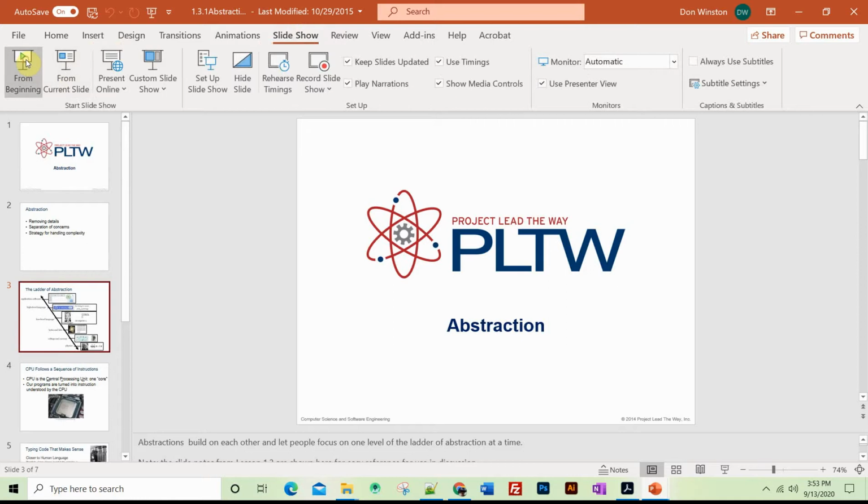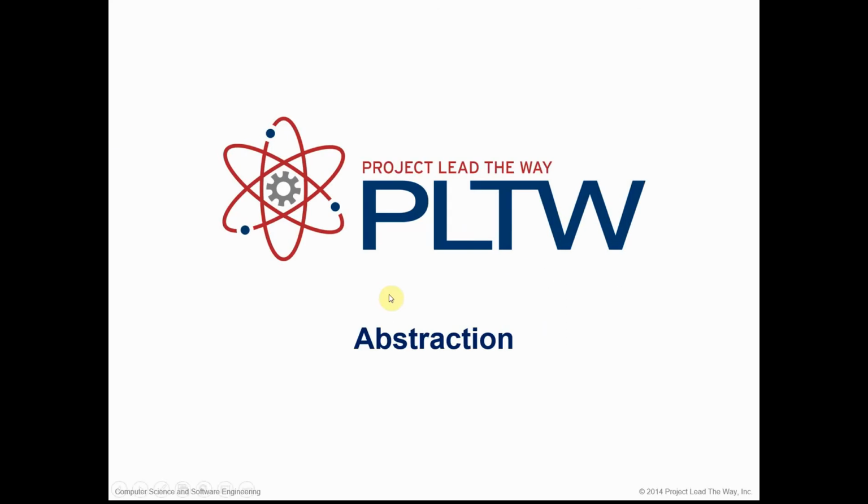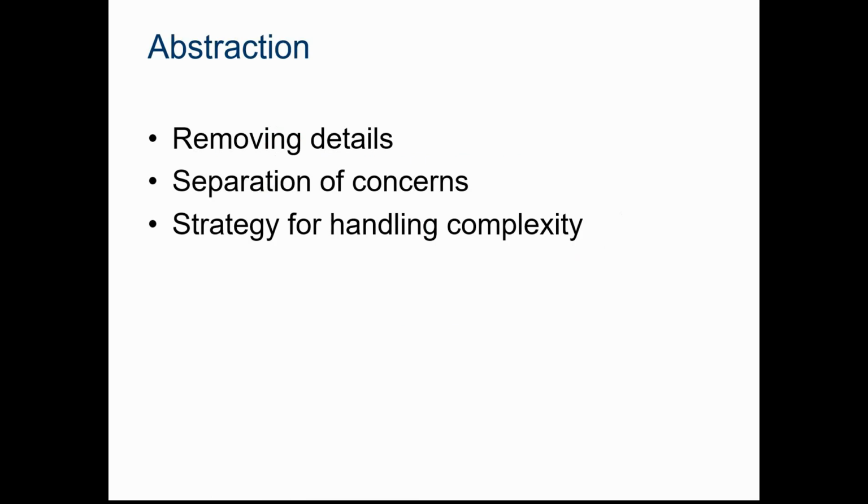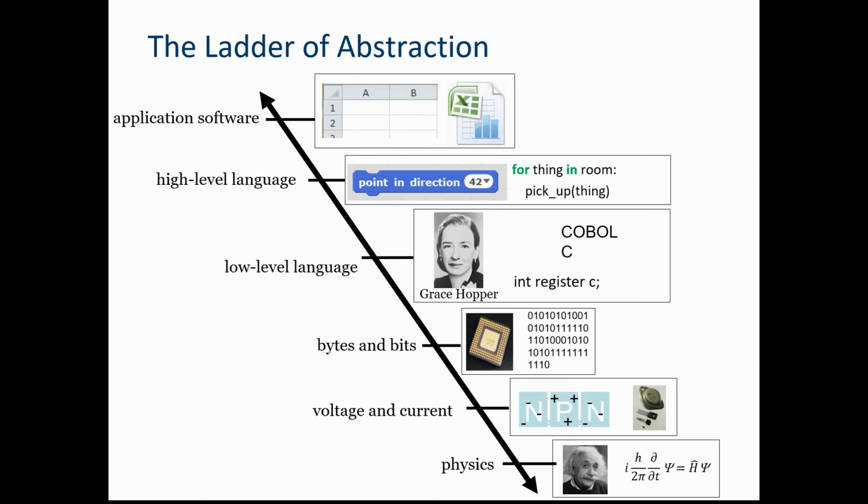This is something I present in AP Computer Science Principles. We're going to spend a lot of time in this class working with classes and talking about abstraction. And so what is abstraction? At its simplest level, it's the removing of details, the separation of concerns, the strategy for handling complexity. Okay? So you may think of abstraction in some term that you're familiar with, but in computer science, we're talking about making things a lot easier. So let's look at the ladder of abstraction here.